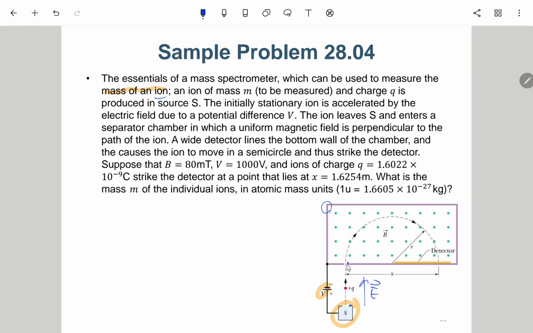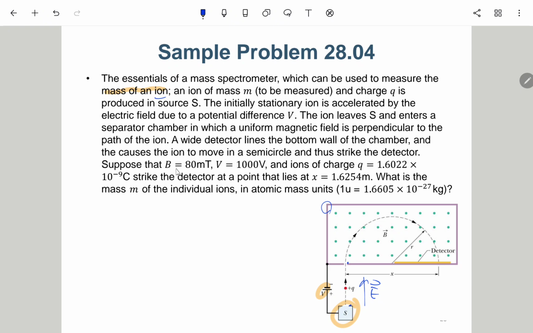Okay, so in that case, outside this purple box there isn't any B field. Okay, so the path will be like a semicircle and then hit this detector. Okay, so the way to measure the mass is to measure the radius, okay, or the diameter of this semicircle. So based on the formula for the circular motion, we can calculate the mass of the ion.